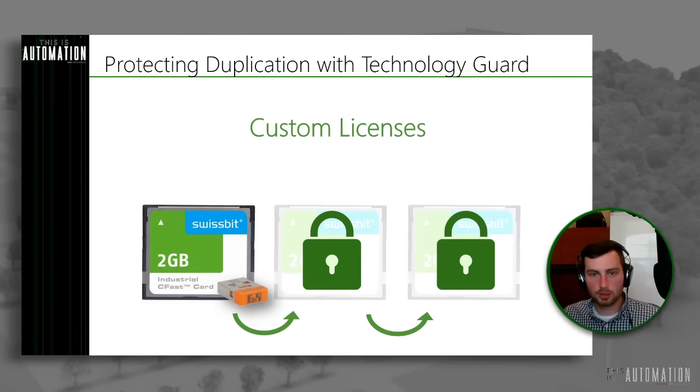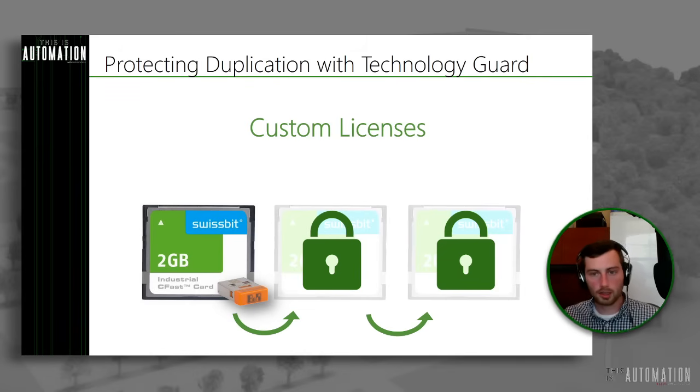Sure, maybe you could still take an image of the CFast card, but if you plug that into another PLC, depending on how you set it up, it could either completely shut down, or it could just be running in some sort of limp along mode, where maybe the machine speed is limited to 50% without the license. So this is going to severely hinder somebody from being able to copycat your system, or have some unauthorized distribution network of your system, just by having those licenses on the Technology Guard.